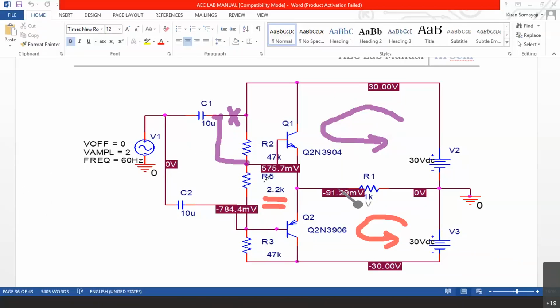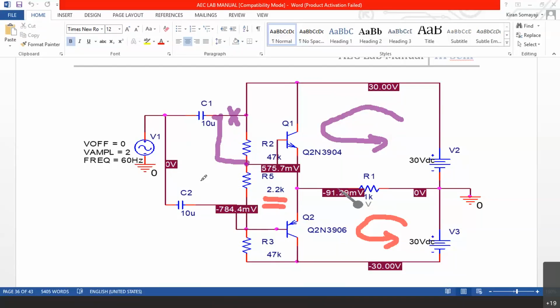Now, if this 2.2K resistance is not there, then Q1 and Q2 will always be continuously on. So this middle resistance R5 is used to prevent the continuous switching on and off of Q1 and Q2. In this case, the values are chosen in such a way that the transistors are slightly above the cutoff region. That is why you can see the 47K, 2.2K, 47K combination. The transistor will be slightly above the cutoff region, meaning the Q point is slightly above cutoff.